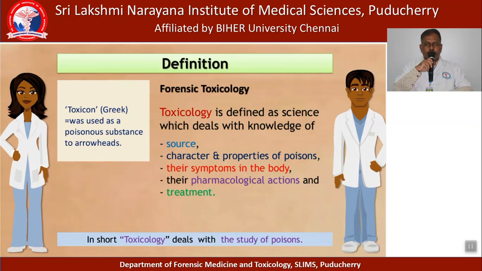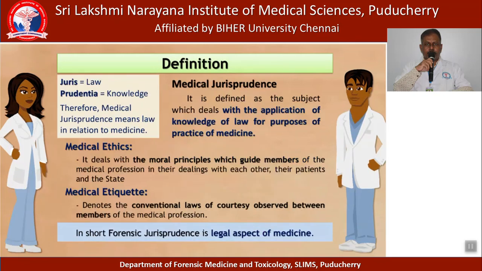Forensic toxicology deals with the science of the source of poisons, character and properties of poisons, their symptoms in the body, signs, investigations, diagnosis, treatment, medical legal aspects, and circumstances of the poisoning. Toxicology deals only with the study of poison, and the middle part is medical jurisprudence.